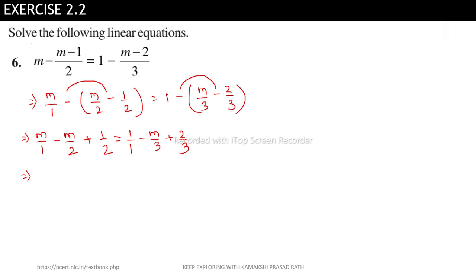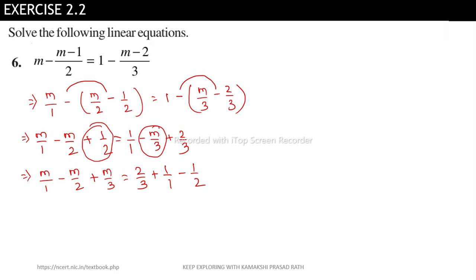Now let's separate variables and numbers. Variables on the left hand side: m by 1 minus m by 2. The minus m by 3 is to be shifted, so it becomes plus m by 3. Number part: 2 by 3 plus 1 by 1, and the plus 1 by 2 is to be shifted, so it becomes minus 1 by 2.